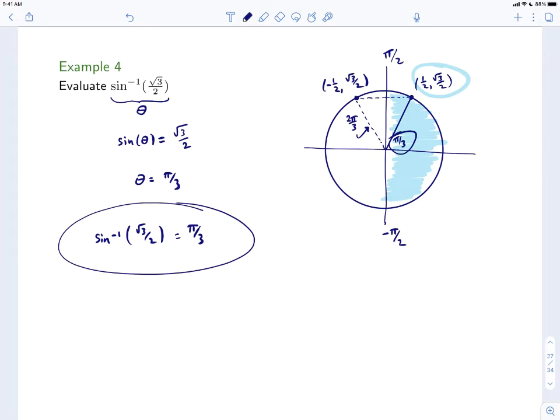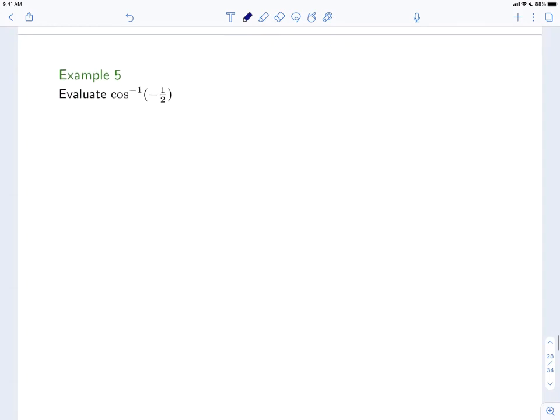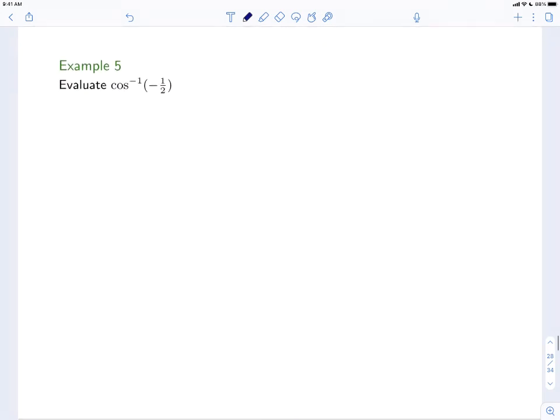Let's do another example, but for inverse cosine. Okay, so let's do the same thing. This is going to give us some angle theta. So cosine of theta is equal to minus 1 over 2. So now this is the x coordinate on the unit circle.